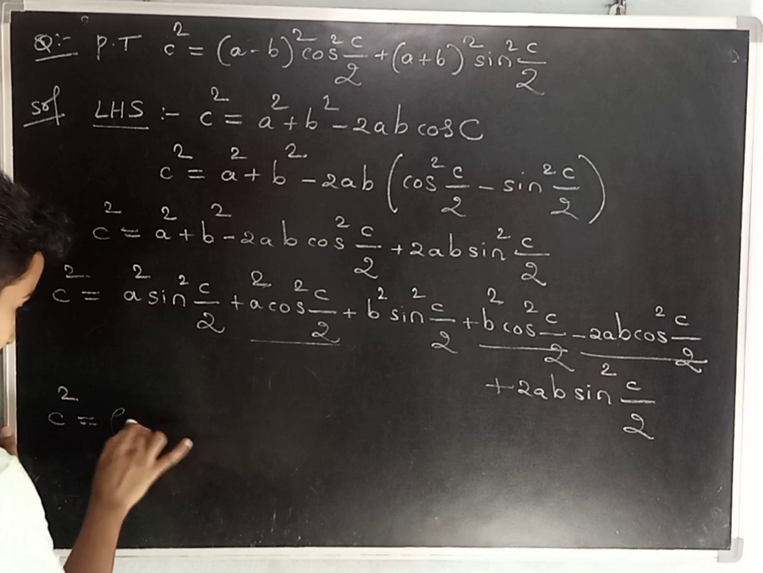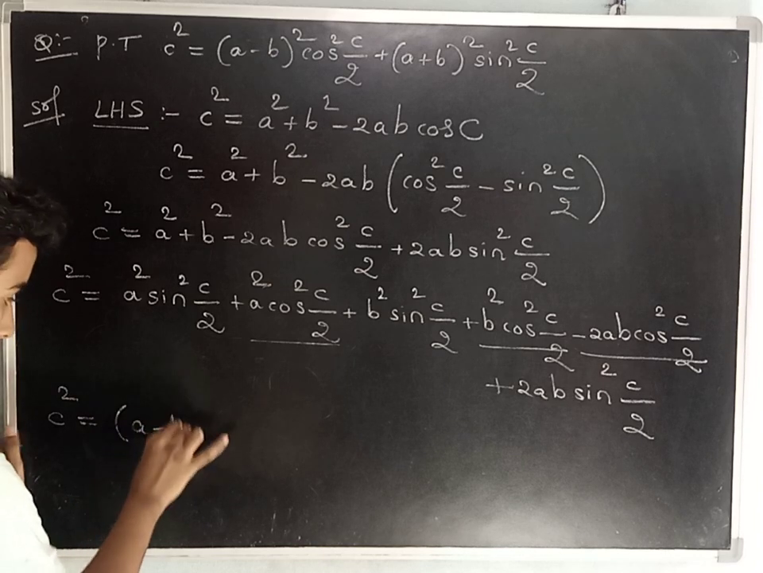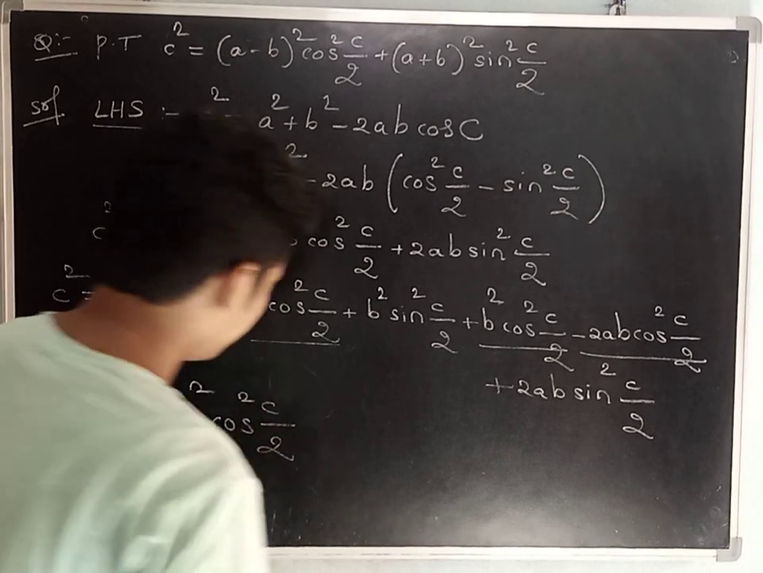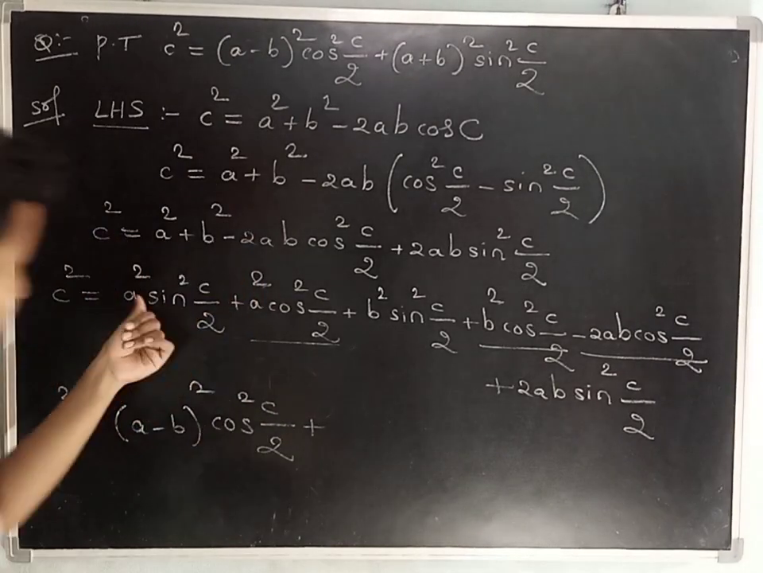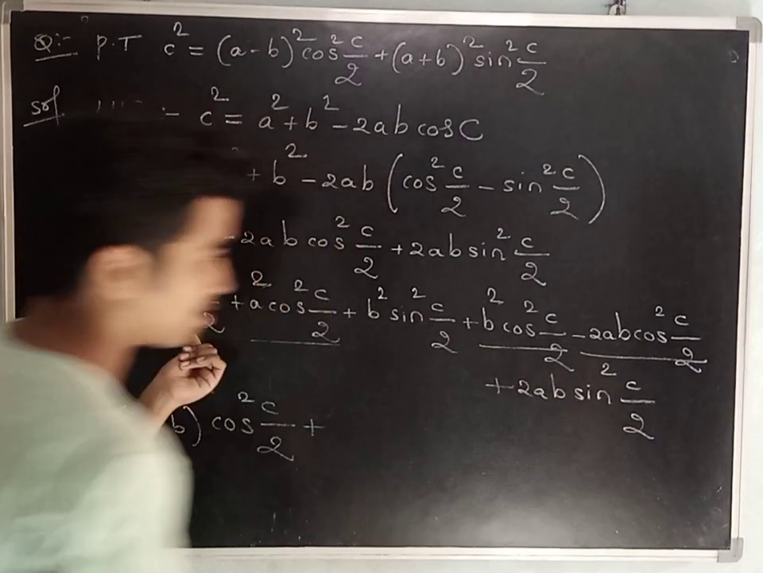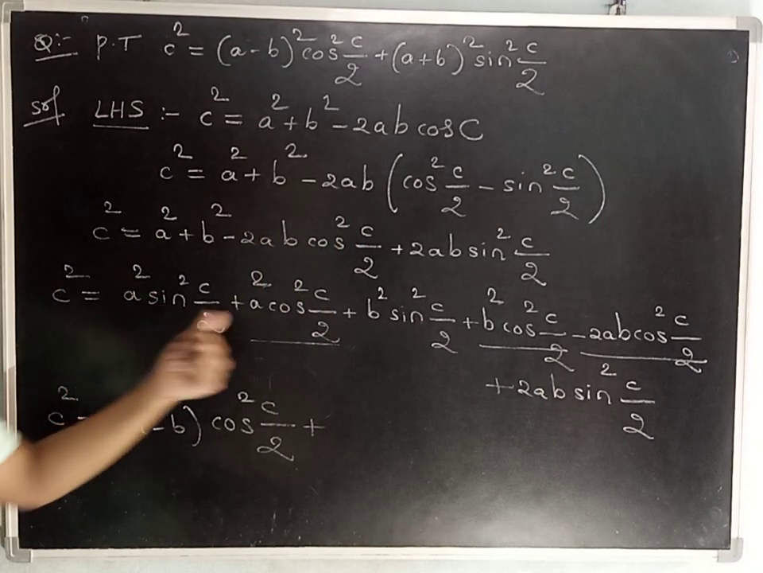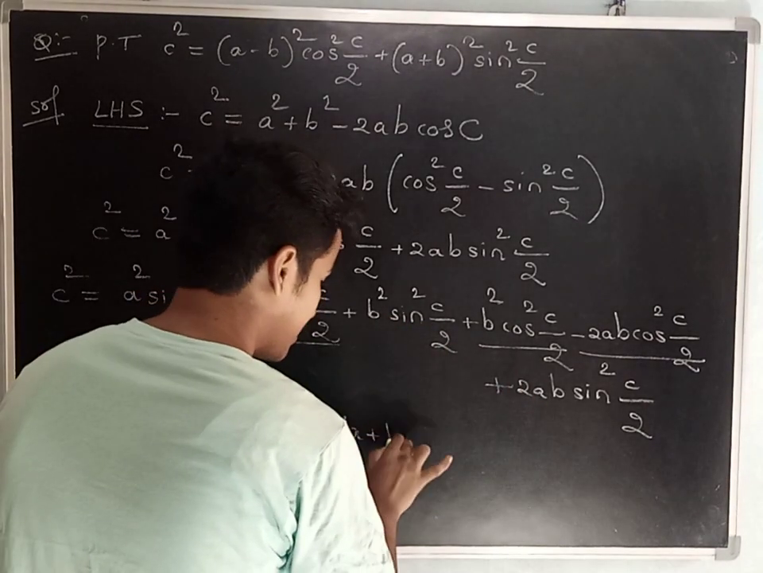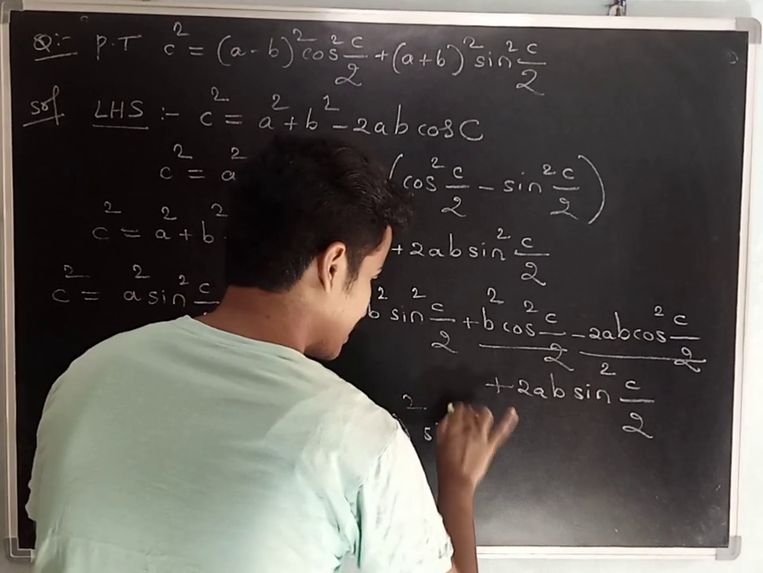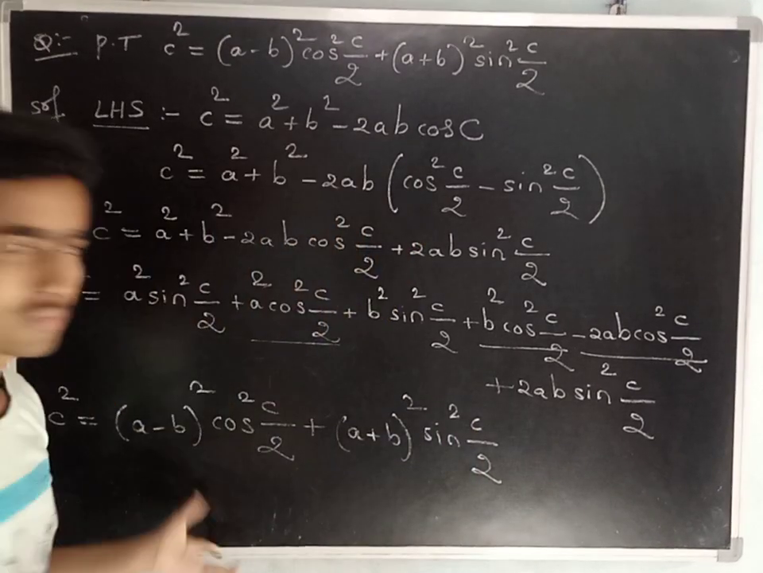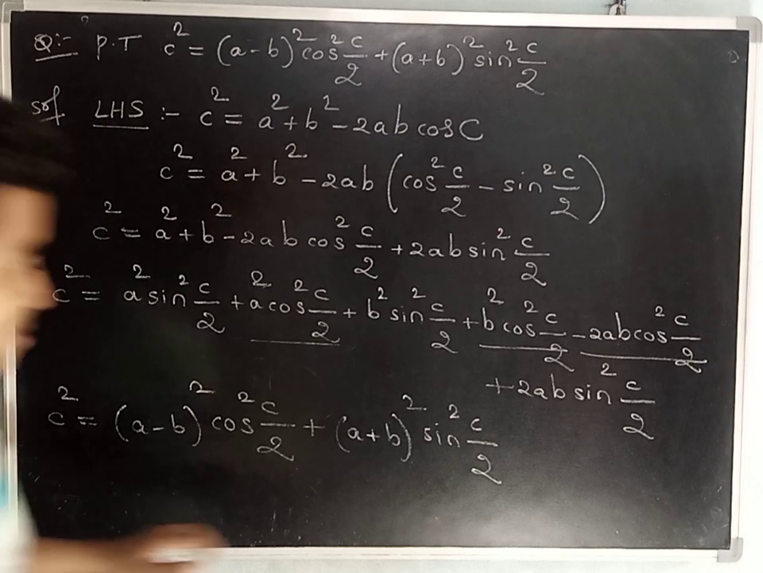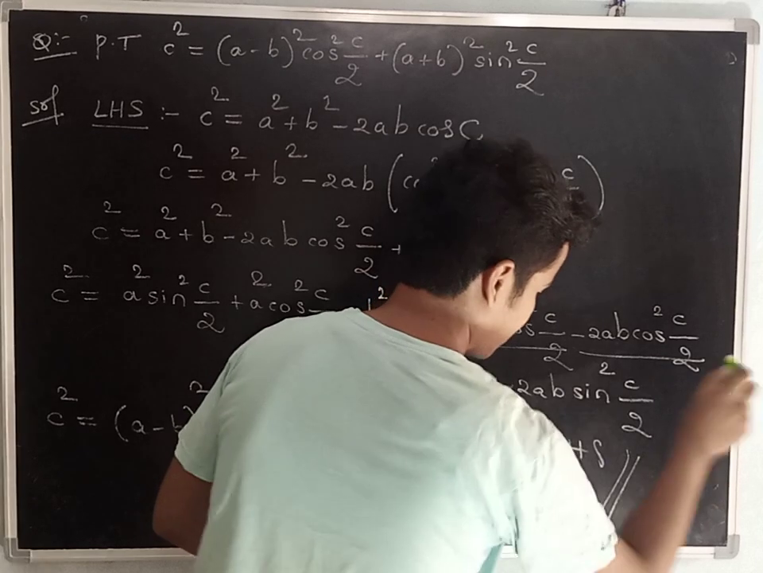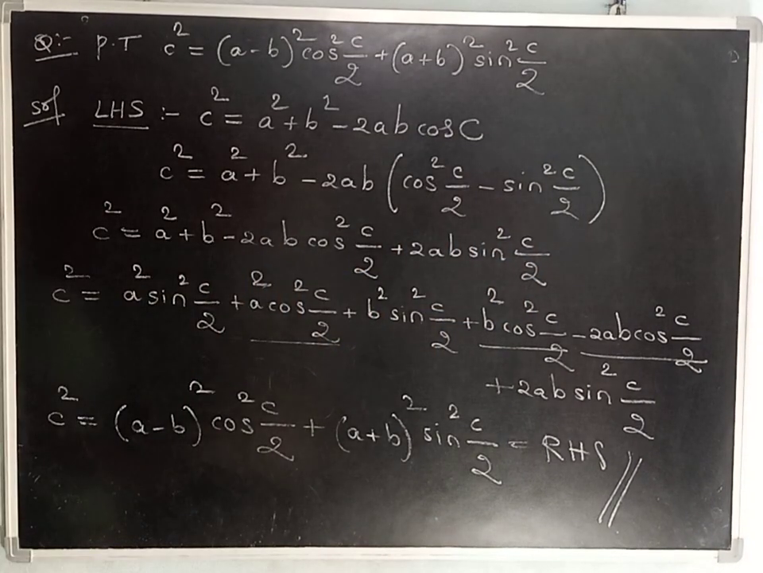It's nothing but (a minus b) whole square into cos square C by 2, plus, here let me take sin square C by 2 as common. We can take it, right? A square plus b square plus 2ab is nothing but (a plus b) whole square into sin square C by 2. This is what we have to prove, hence proved.